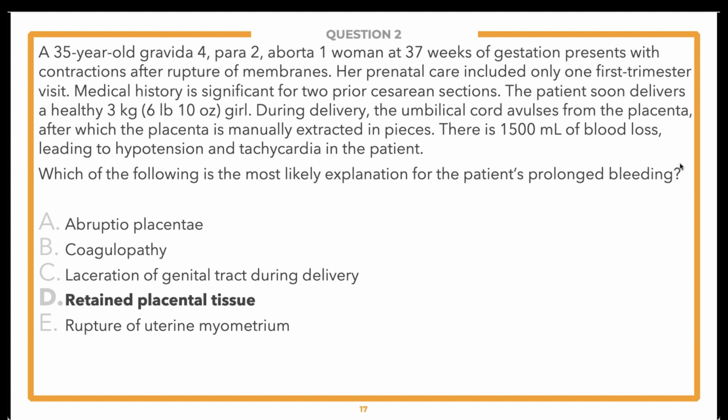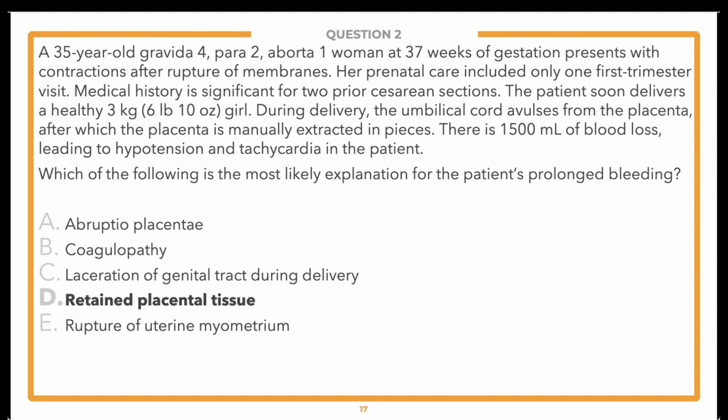Okay. So yeah, this patient here, it's a one-step question, right? You just need to figure out the diagnosis. Here we've got the postpartum bleeding, we've got the avulsed umbilical cord during delivery, the placenta was delivered in pieces. So all of this is consistent with retained placental tissue.